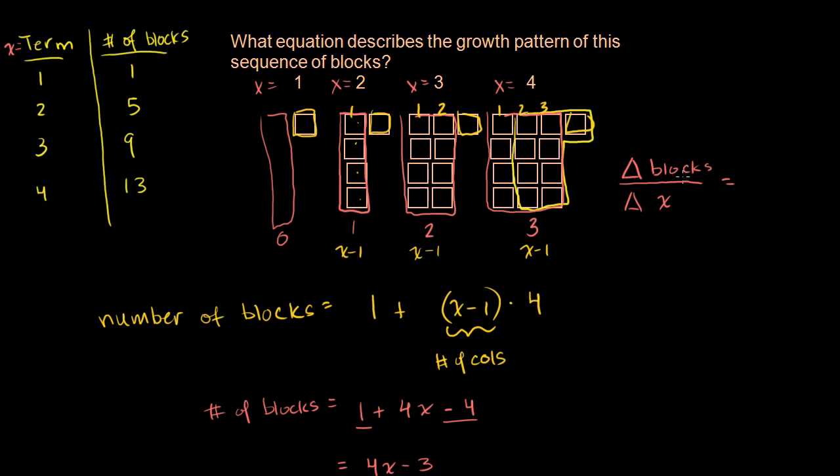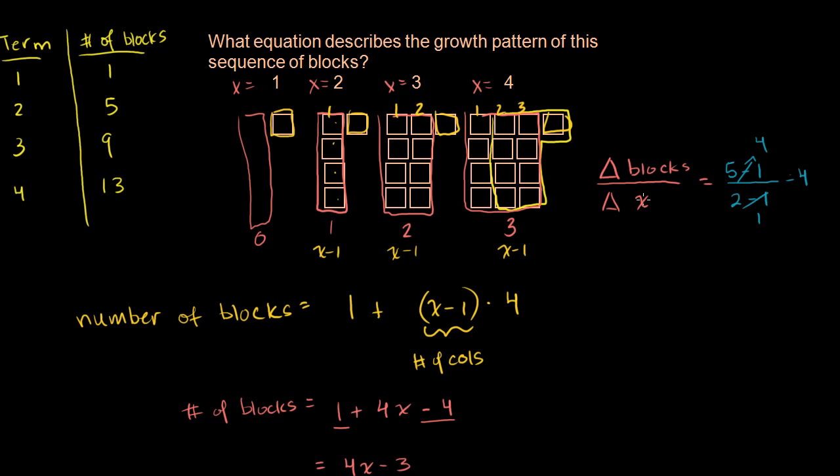So what is the change in blocks for a change in x? When we went from x going from 1 to 2, our change in x here would be 2 minus 1. We increased by 1. What was our change in blocks? It would be 5 minus 1. And what is this equal to? This is equal to 4 over 1, which is equal to 4. So our change in blocks for change in x is 4, or our slope is equal to 4.